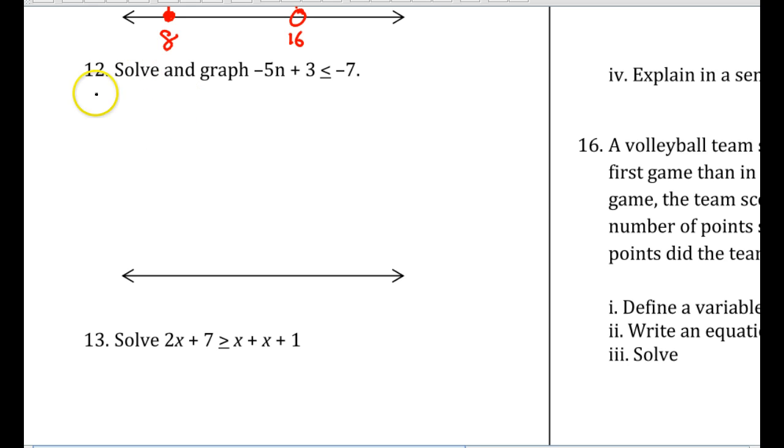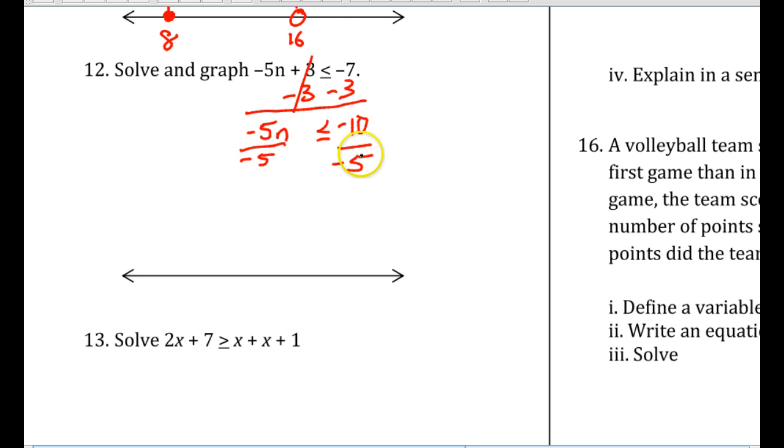All right, continue on. Do a little solving. Divide both sides. We'll have negative 5n, 0, negative 10. And again, we're dividing by a negative. We get a lot of practice dividing by a negative. So we'll switch this to greater than or equal to 2. And it is a solid dot because it's an equal to, and we're everything greater than 2.